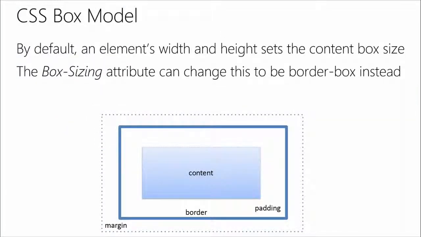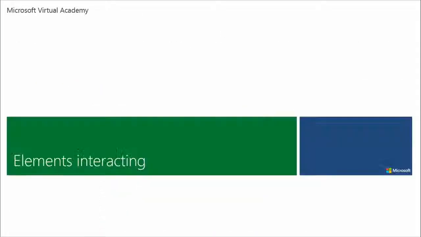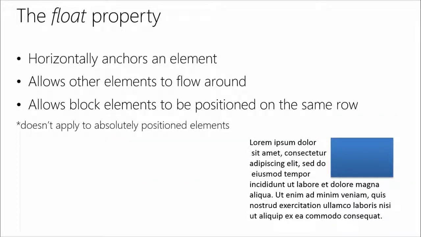What happens after you size elements? They still need to interact with each other, right? And so the first thing that we're going to talk about is the float property. This is probably the most commonly used property for anchoring elements on a page. This horizontally anchors an element basically on its row. So if you float elements to the left, it'll stay on the left side, and if you float elements to the right, it's going to stick basically onto the right side.